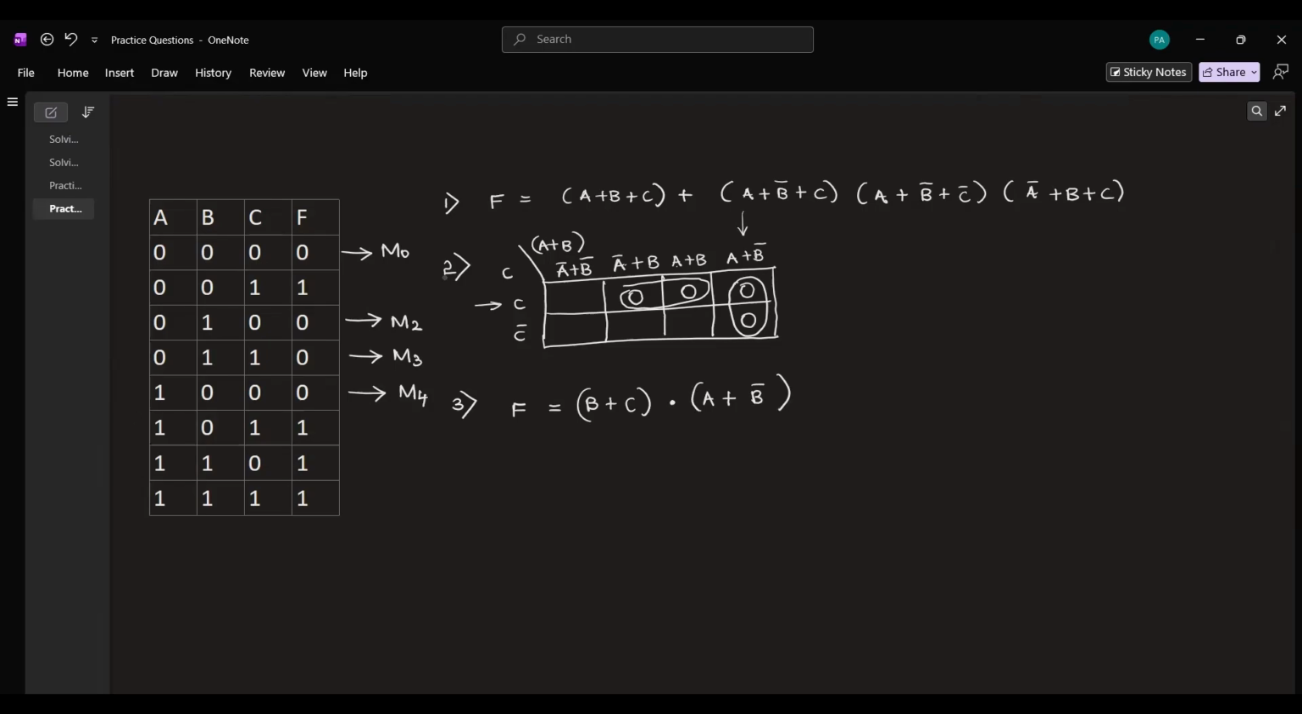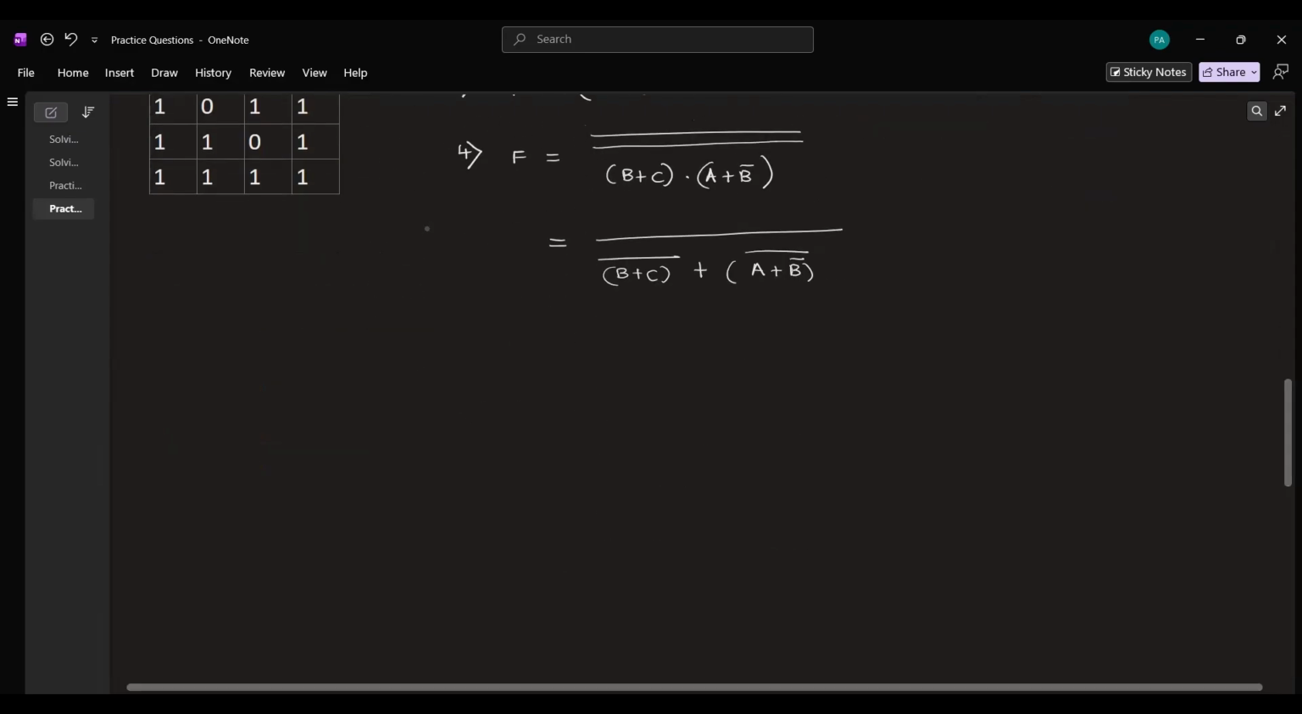Simplified expression is ready. Now we are going to arrange. We are going to the fourth step where we will arrange and then draw the logic circuit with only NOR gates. So F will be equals to double complement of B plus C into A plus B bar. So this will be equals to B plus C whole thing bar plus A plus B bar whole thing bar. That's it. This is it. Now we can draw the logic circuit. So let's draw the ABC input lines first.